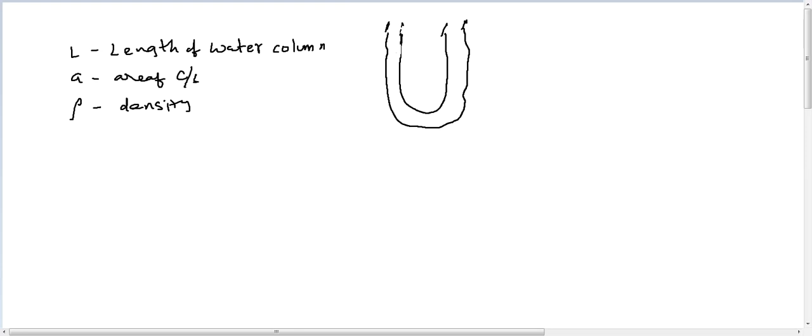Here we have another natural frequency problem. This is a U-shaped tube, and this liquid is filled here. All this is the liquid inside this tube. This is the mean line.